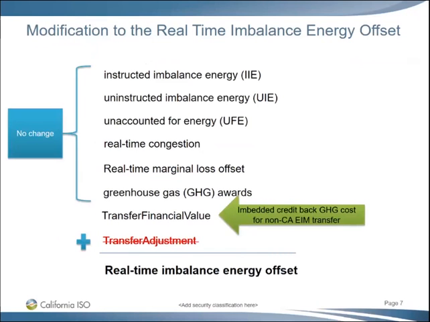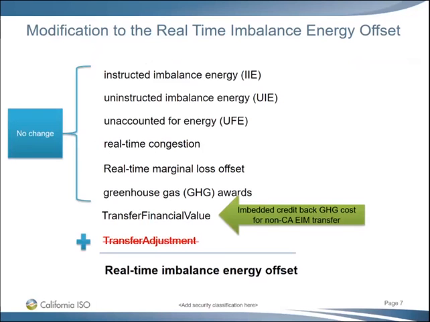The transfer financial value will be an embedded credit back for GHG costs for the non-California EIM transfer. We've got some examples of that coming up a little bit later. And again, the transfer adjustment is being removed, and that was all part of the stakeholder process. All of this results in the real-time imbalance energy offset, or the RTIEO. Anything you want to add about this slide or any details, James?